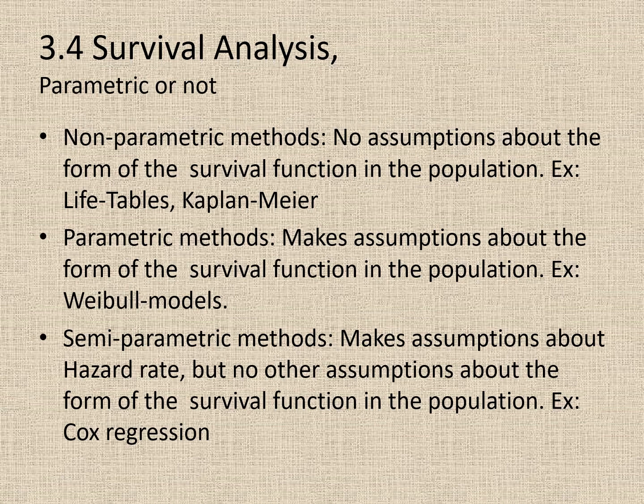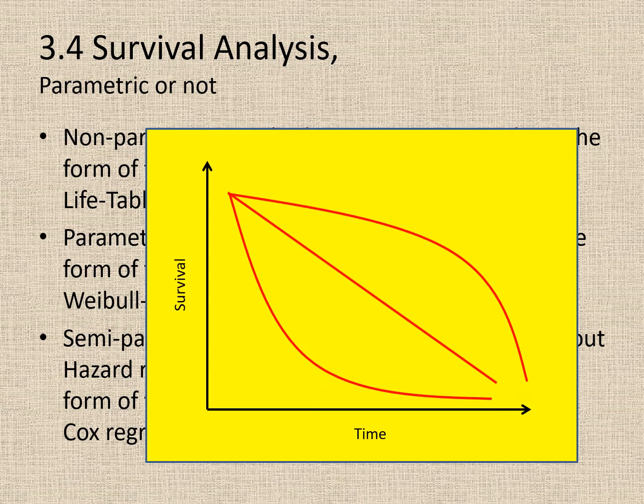Parametric methods, you make an assumption about how the survival function looks in the population. So it could be that you assume the survival function looks like this. We have time here and survival. You might assume it looks like this in the population, or like this, or like this. So you define how you assume the survival function looks in the population. Okay, we won't do that.